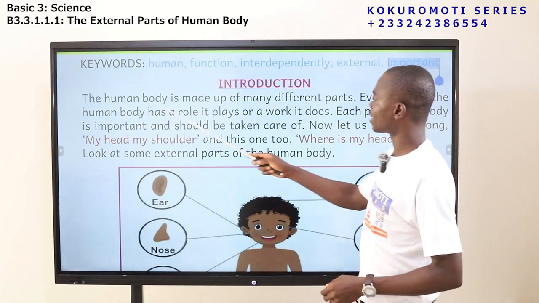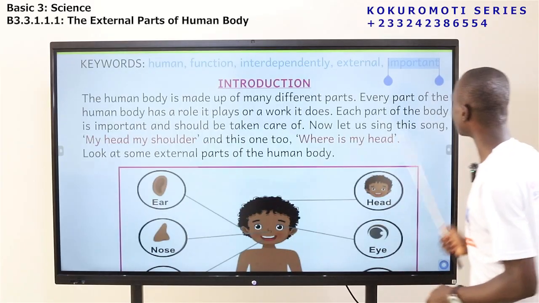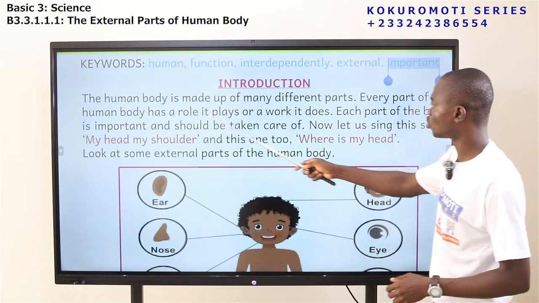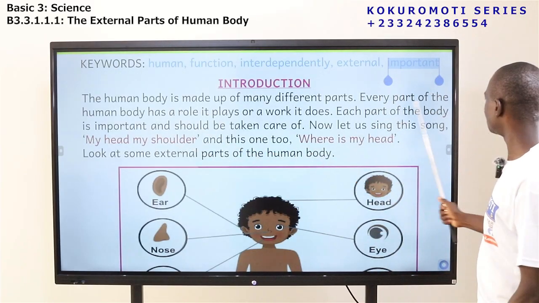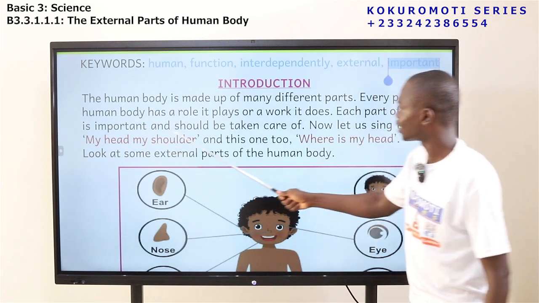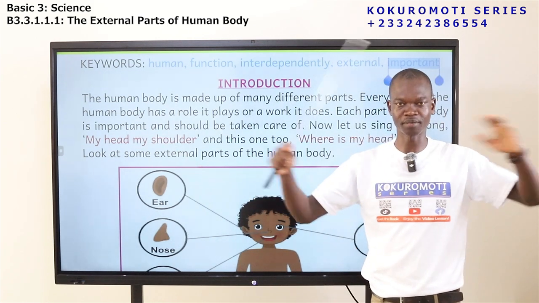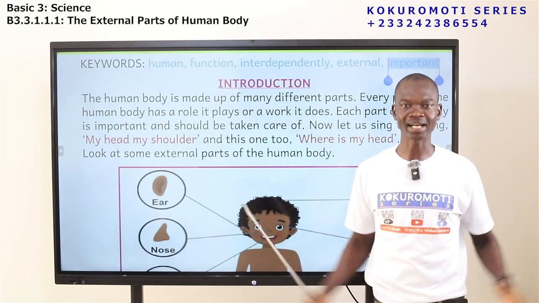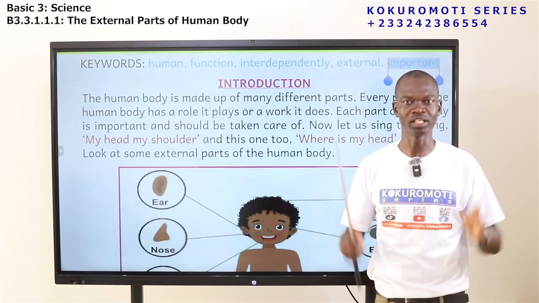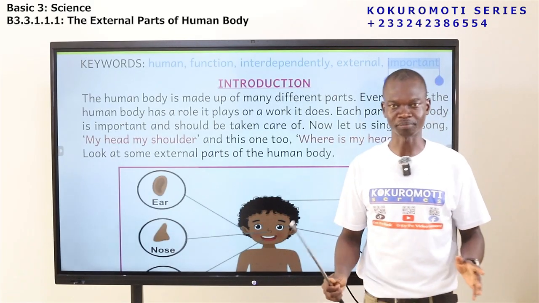The human body is made up of different parts. Every part of the human body has a role it plays or work it does. Each part of the body is important and should be taken care of. So what we are saying is that our body has different parts and all the parts are so important, so we need to take good care of them.